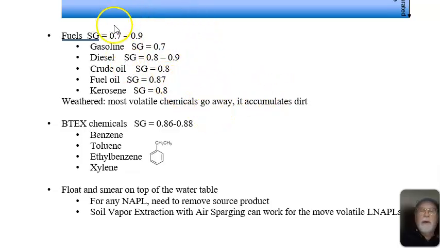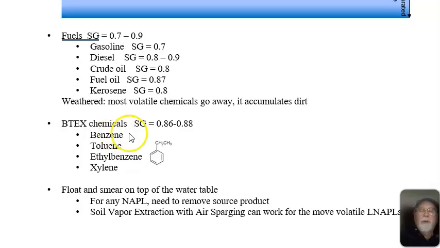Sometimes you can pump it out, a fresh gasoline spill, and you have to send it somewhere to get taken care of, but it can actually be reused. So those are the fuels. In those fuels, some of the things we're concerned about are the BTEX chemicals. We've mentioned benzene a lot. We said it's 0.5 to 2% of gasoline. Benzene, toluene, ethylbenzene, and xylene. Those are the BTEX chemicals.